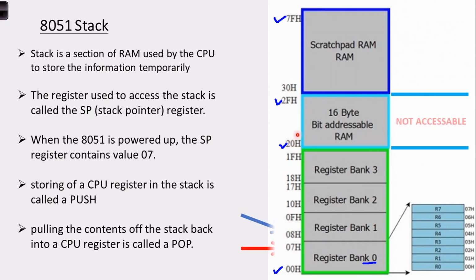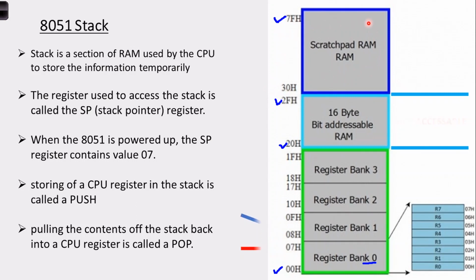Now, between 20 and 2F hexa we have the 16 byte bit-addressable RAM. This part of memory is not accessible to the stack pointer register, so we cannot use the memory from 20 to 2F hexa for our stack. But I can use from 08 hexa, that is register bank 1, register bank 2, and register bank 3, for my stack memory, and I can even use the general purpose registers from 30 hexa to 7F hexa.